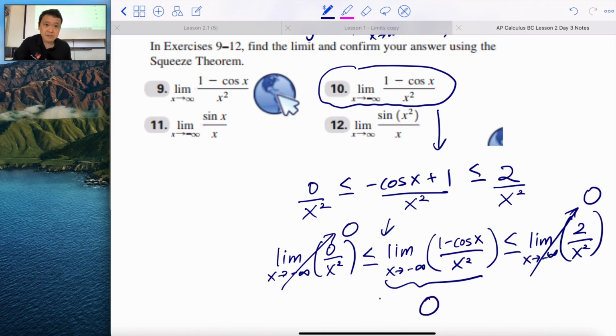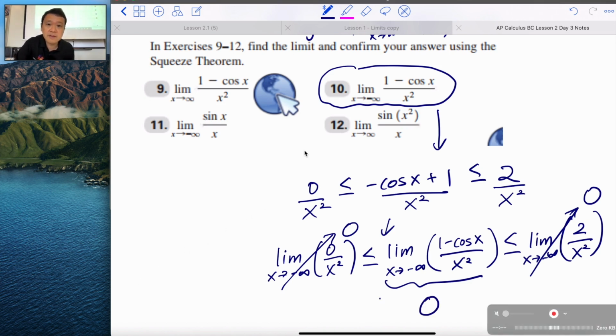Okay, there you have it. So that's number 10. I want you to try 9, 10, 11, and 12 in a similar manner.